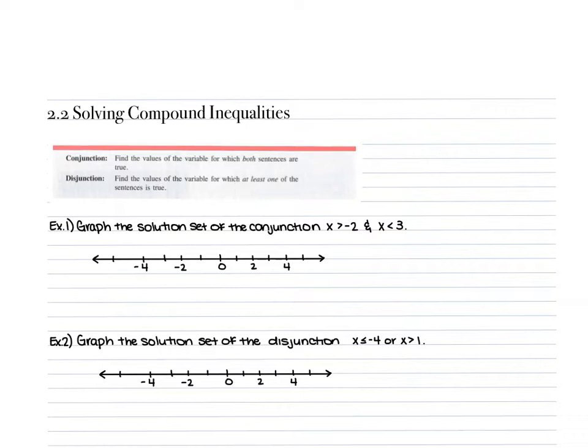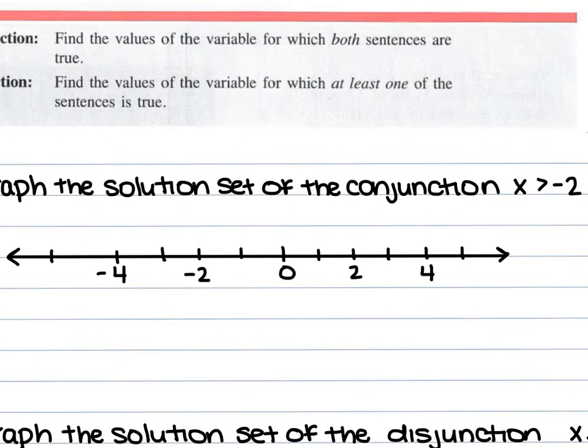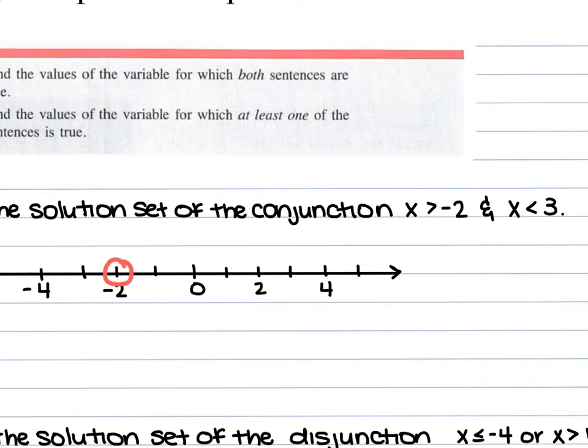So if we have an and statement, those lines are going to connect. There's only going to be one line drawn between two numbers. So if we have x is greater than -2, we're going to have an open circle on that -2. If we have x is less than 3, we're going to have an open circle on 3. And if you see, these signs point towards each other, so that line's going to go in between those two circles.